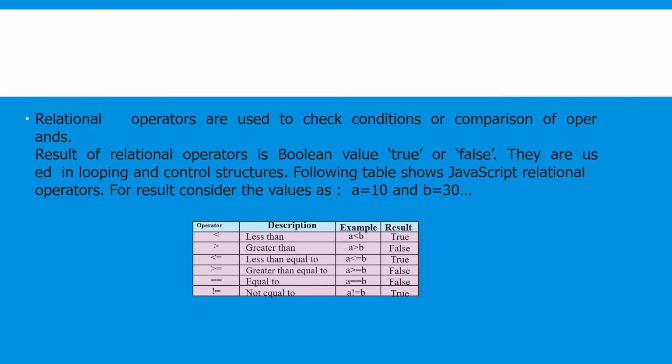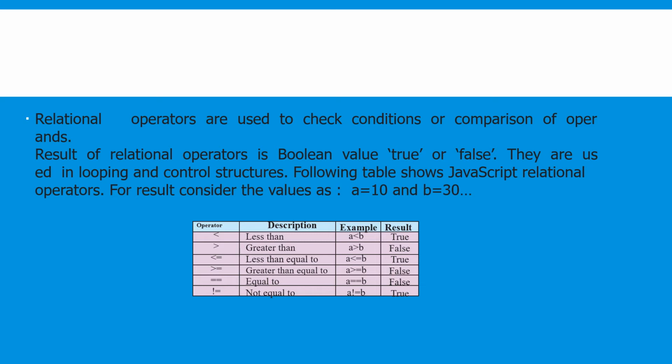Second one is relational operators. They are used to check the conditions or comparison of operands. Results of relational operators is a Boolean value that is either in the form of true or false. They are used in looping and control structures. Now following table shows the JavaScript relational operators. For result, consider the values as a is equal to 10 and b is equal to 30.